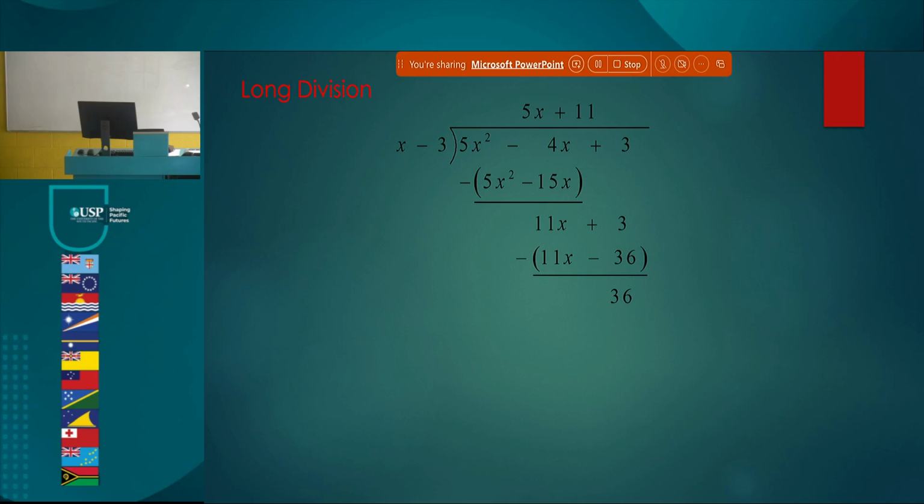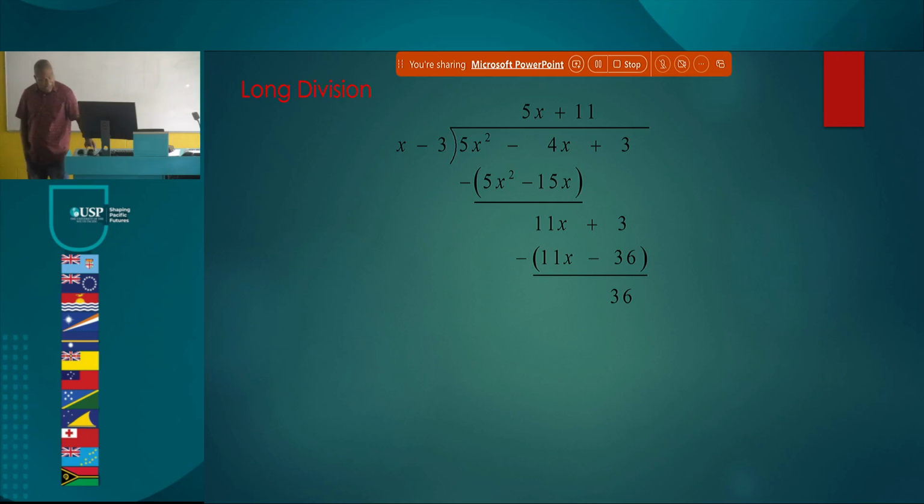Oh, by the way, what is this expression called? You remember? There's a name I gave it yesterday. That's called the dividend. And x minus 3, what is x minus 3 called? The divisor, and 5x plus 11, the quotient. Now, this is one way of calculating the remainder. We can do long division, or we can use the remainder theorem.